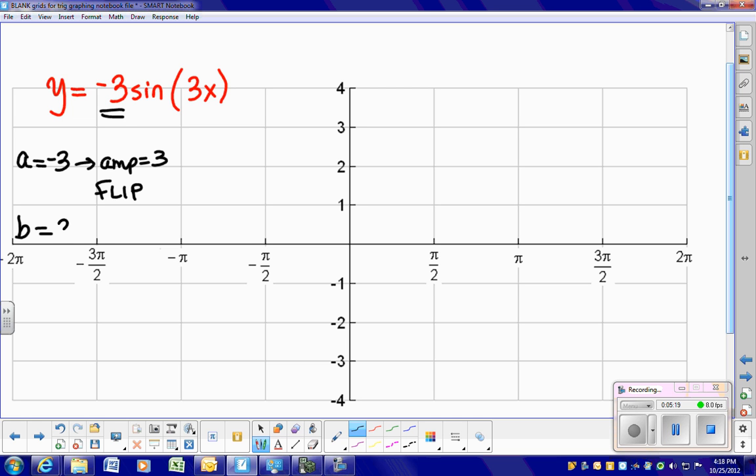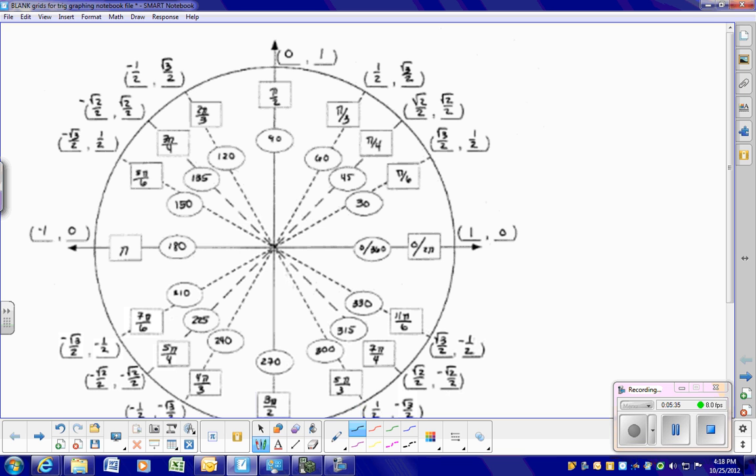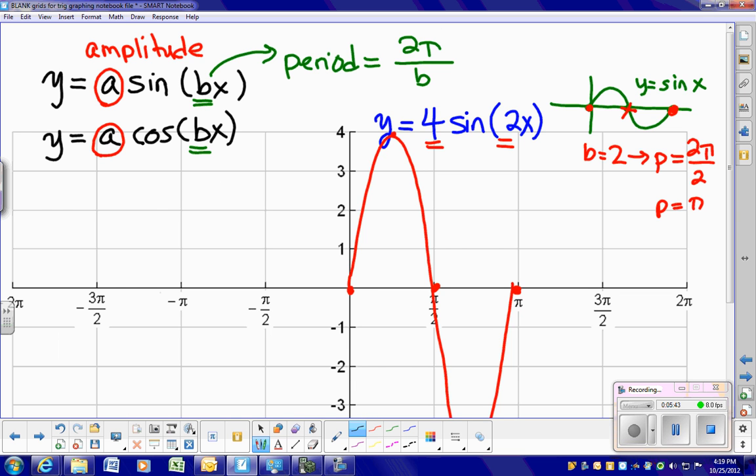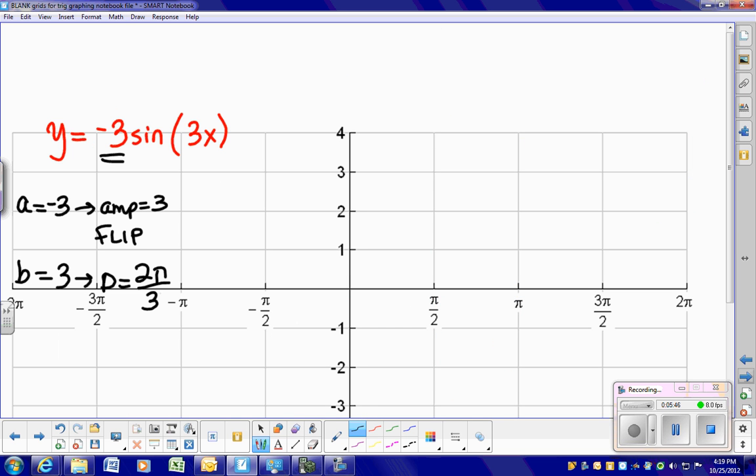My b value is also 3, which means that the period, which is found by doing 2 pi over b, is 2 pi over 3. Ooh, 2 pi over 3, how much is that? Well, think about your unit circle if you're a little bit stuck. We can go back and revisit the unit circle for a second. 2 pi over 3 is right here. So that's 120 degrees. So what we're saying with the period being 2 pi over 3 is that at 120 degrees, we have a full cycle of this. Now, it's a little bit tricky on this graph because where in the heck is 120 degrees? Well, let's chop this up a little bit finer.